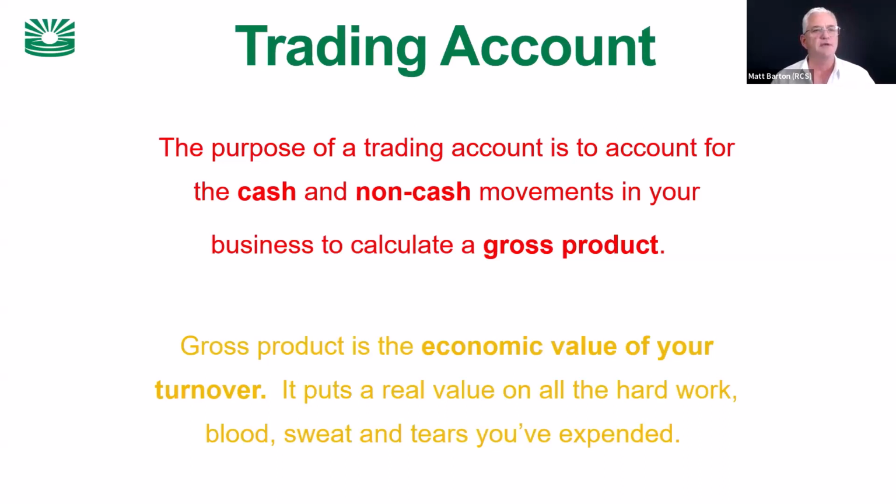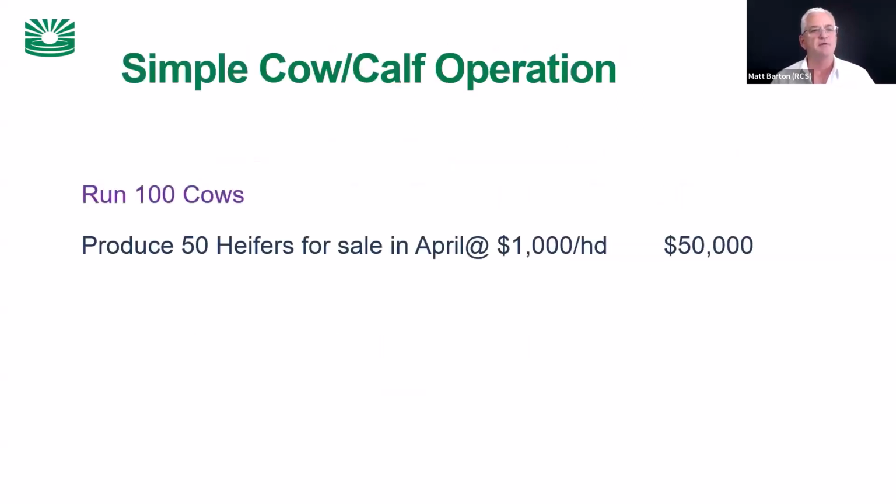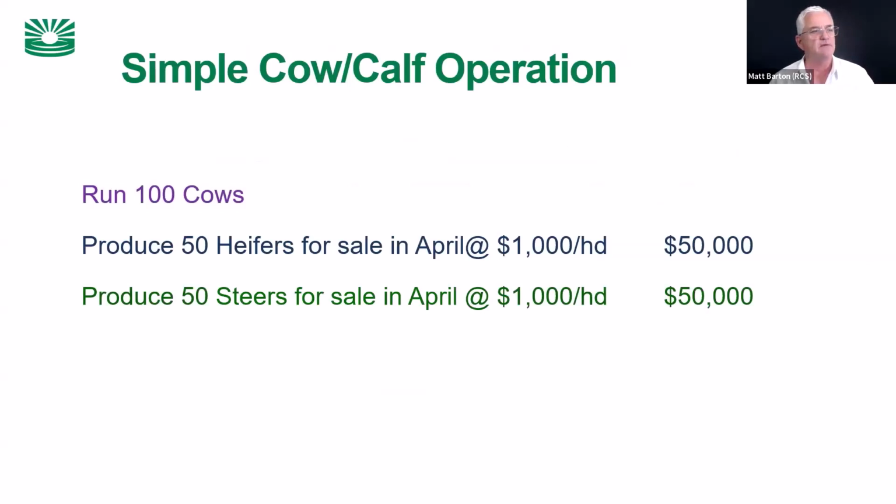So let's look at a simple cow-calf operation. We run 100 cows, we produce 50 heifers for sale, $1,000 a head, and 50 steer weaners, both weaners straight off mum, for sale in April for $1,000 a head. And that gives us a gross product of $100,000.